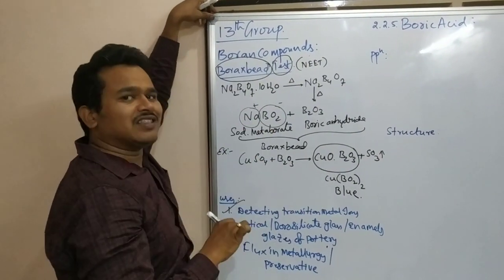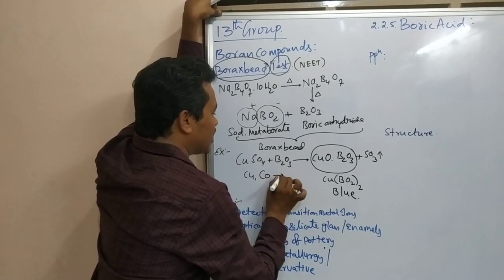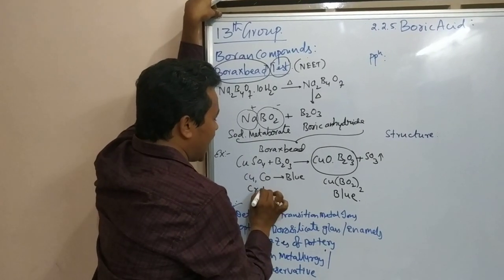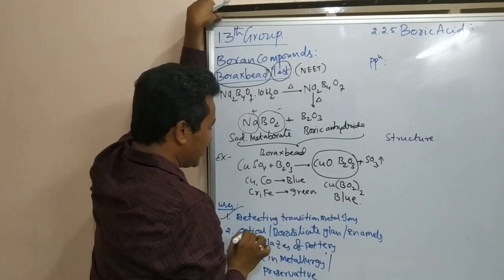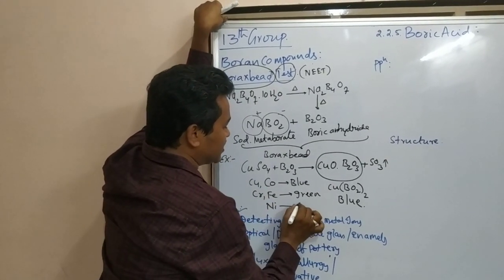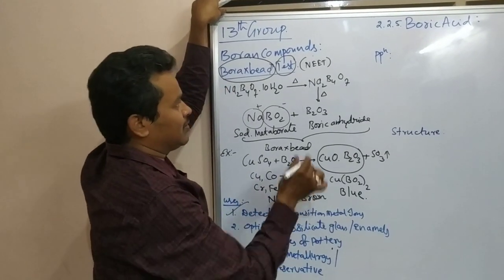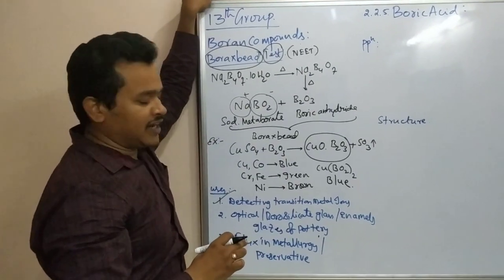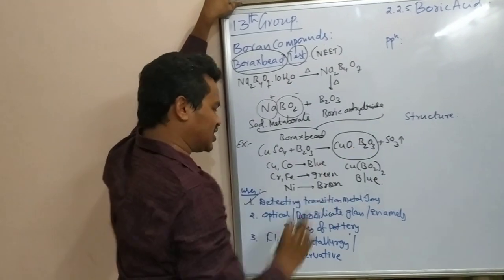In a similar way, other transition metals like copper, cobalt also give blue here. Chromium and iron give green color in this test. Nickel and others give a brown color in this test. This is the borax bead test. It will come into examinations like NEET. And the uses are all simple: detecting the transition metal ion, as we just discussed.